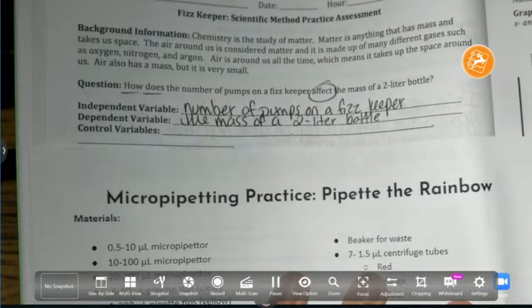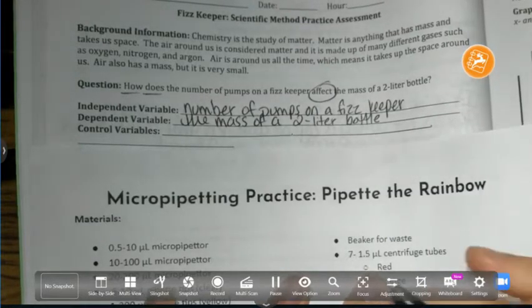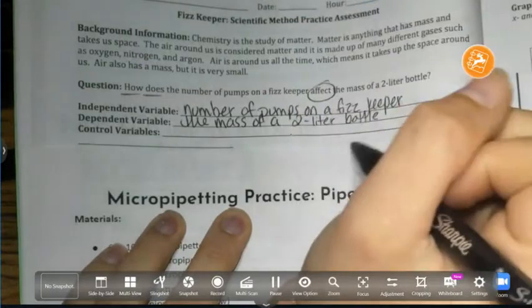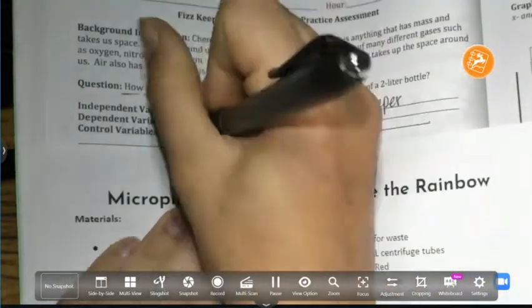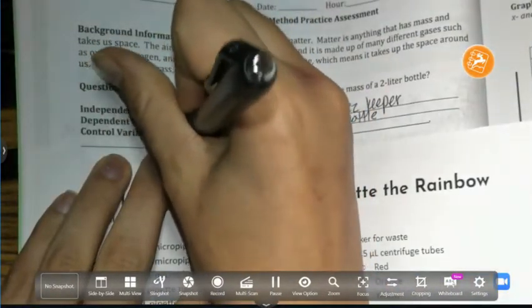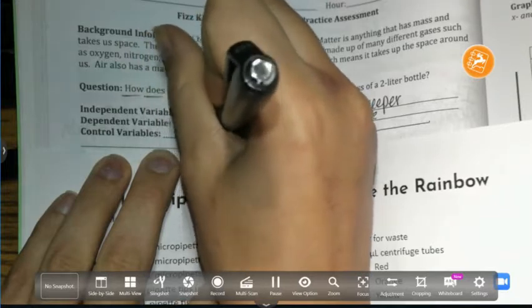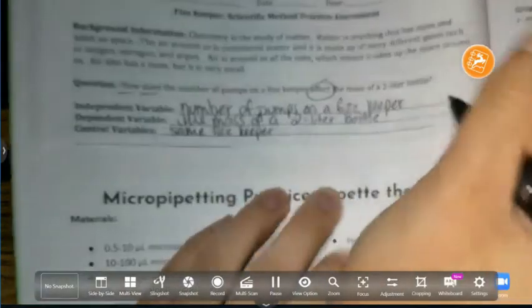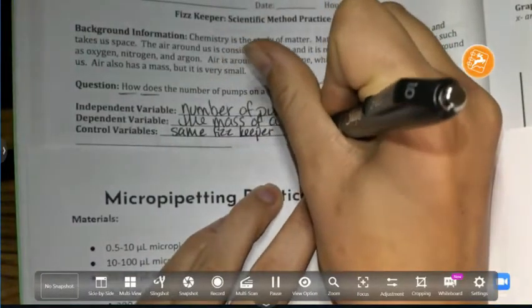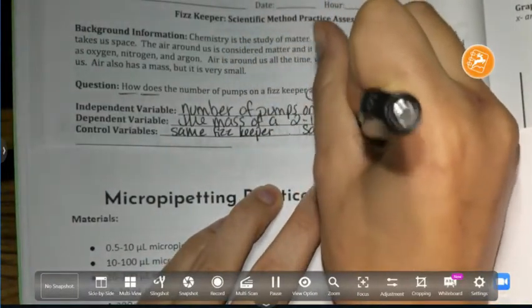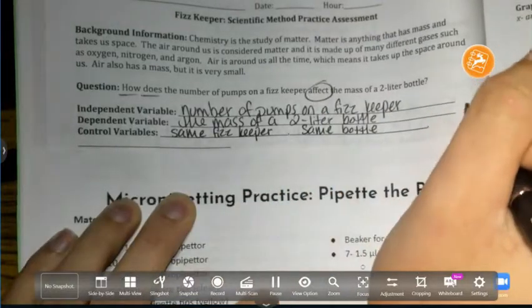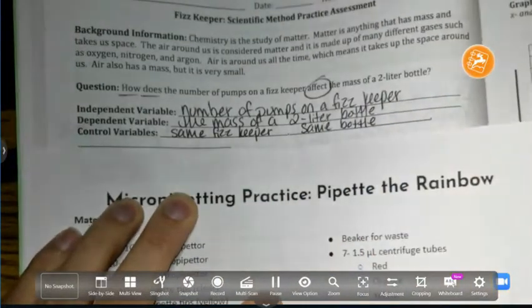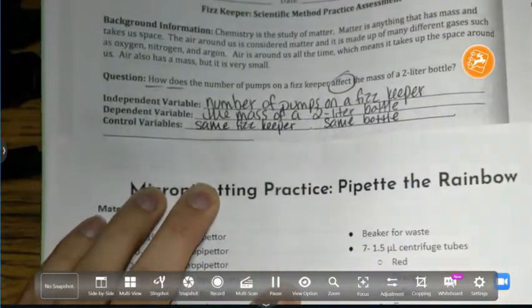Lily, you have one? The same pumper. Like, the person or the mechanism? Or both? The same mechanism. Okay. Molly, what did you get? Same bottle. Yep. So you can keep the same size and the same bottle.